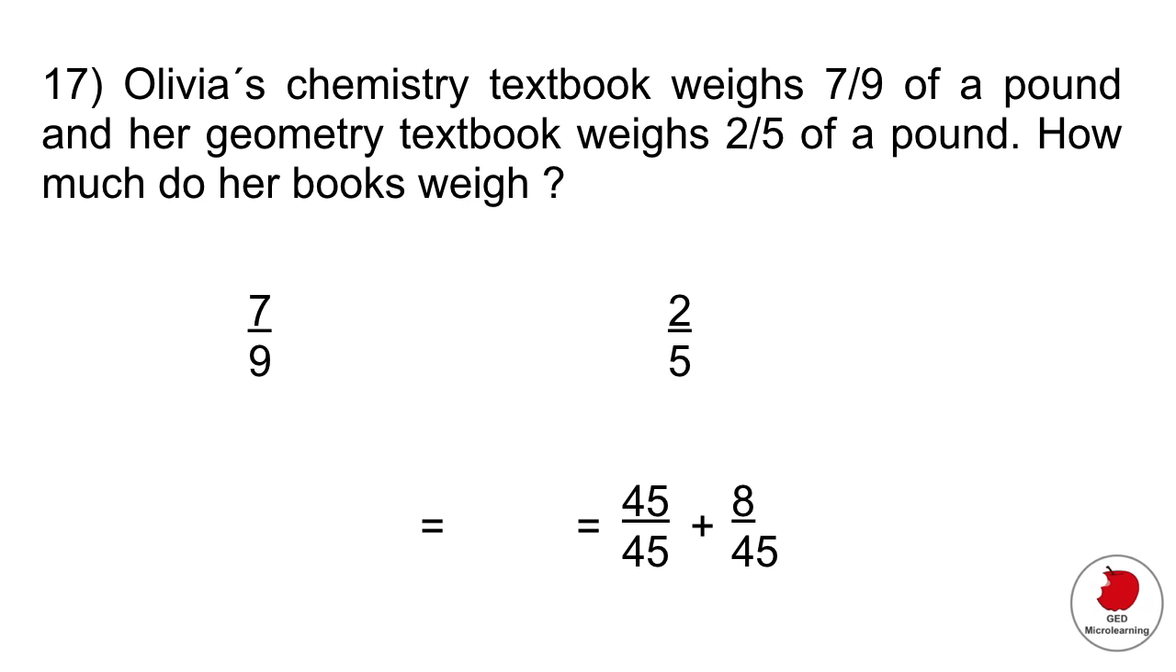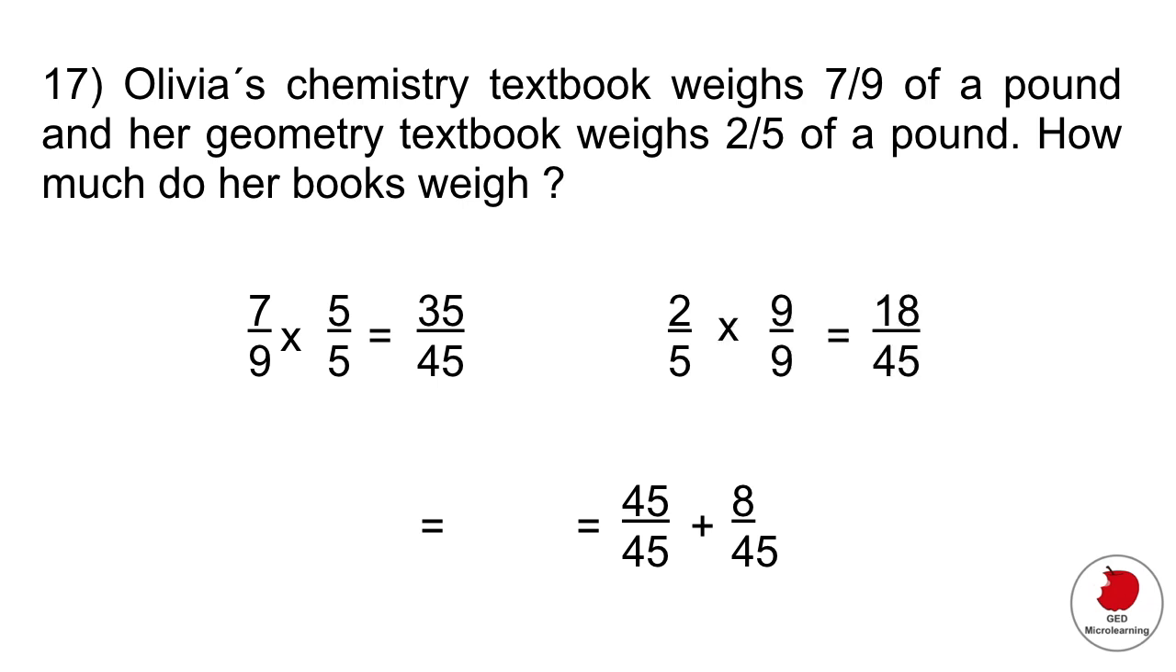So to do that, we're going to take the 7/9, which was the weight of the chemistry book, and multiply by 5/5. That gives us 35/45. We're going to do the same thing for the geometry textbook, which weighed 2/5. So multiply that by 9/9. That gives you 18/45. Okay, so now what you have to do is basically add those two fractions together. So 35/45 plus 18/45. All you have to do is add the numerators, which are the numbers on the top, together. And then the denominator is going to stay the same. So 35 plus 18 is 53, over 45.